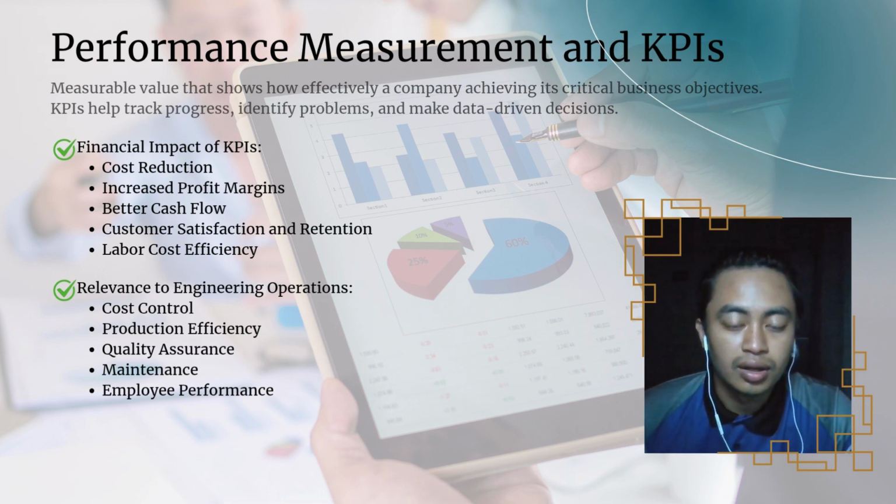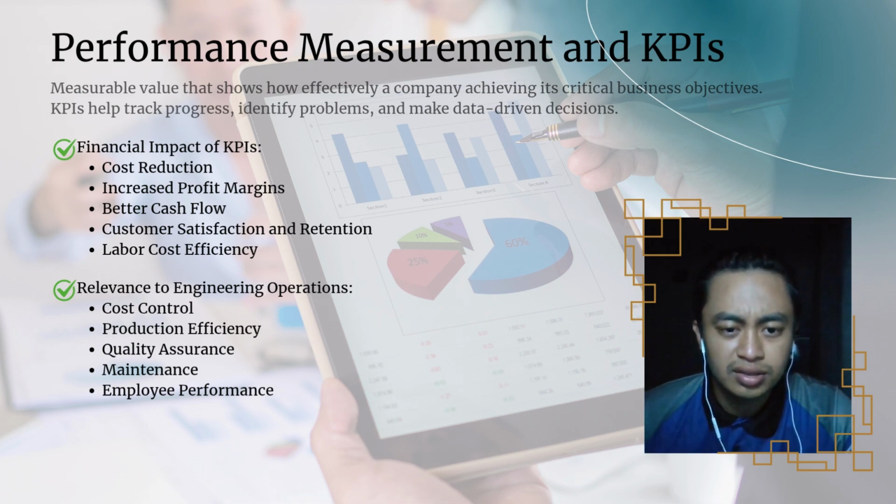Better cash flow: accurate inventory and cost tracking mean fewer resources are tied up in unsold stock, which boosts liquidity. Customer satisfaction and retention: consistently low defect rates and on-time delivery improve client trust, leading to repeat business and long-term contracts. Next is labor cost efficiency. When employee productivity improves, the cost per unit of labor goes down.